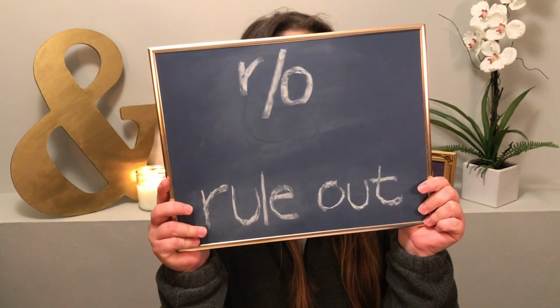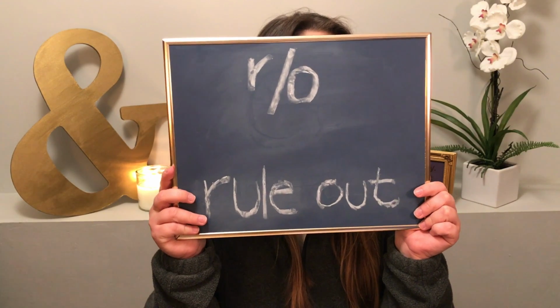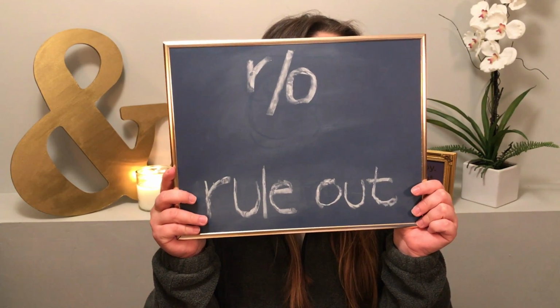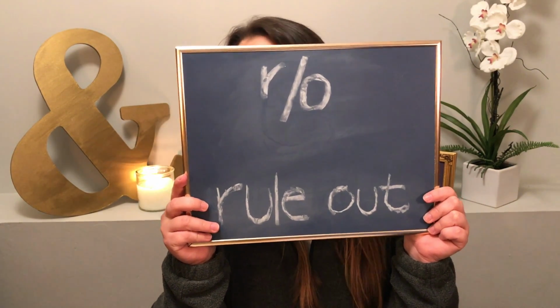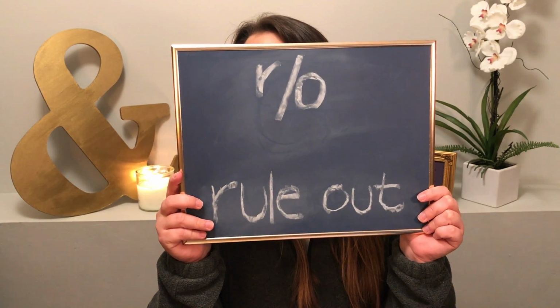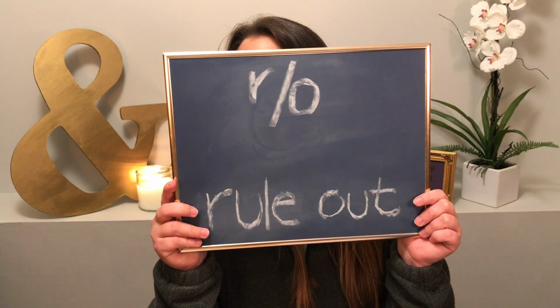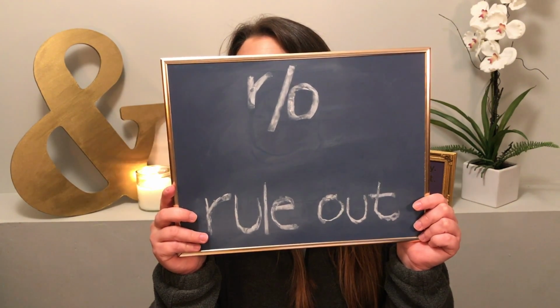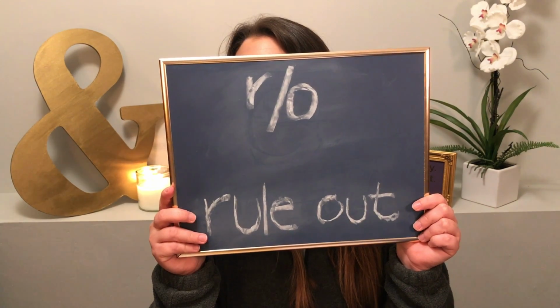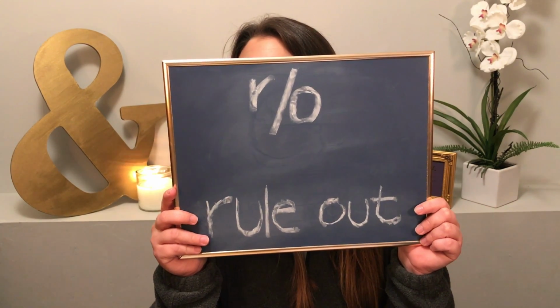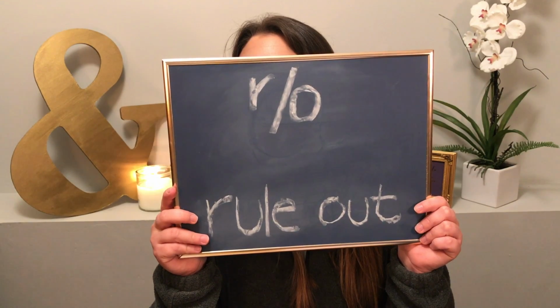This one is R/O, and that means rule out. So an example of when you would use that: patient is coming into clinic to rule out a urinary tract infection. So you'd write R/O, and then actually you could write UTI after that as well. There are so many abbreviations that I'll be teaching you guys. So R/O means rule out.